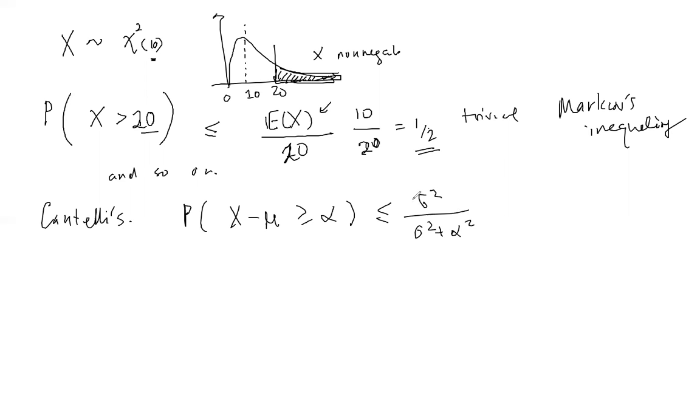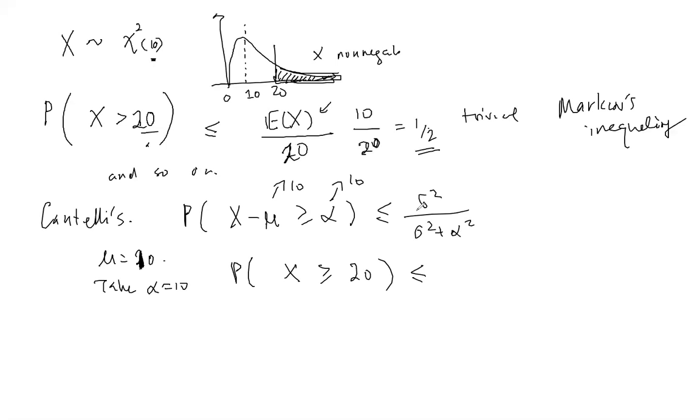Alpha square. Okay, so here your mu is already 20. Let me see. So mu is 10, right? So you take alpha equals 10, then you will get 20. All right, so you take this to be 10, you take this to be 10, so you get 20, like here.